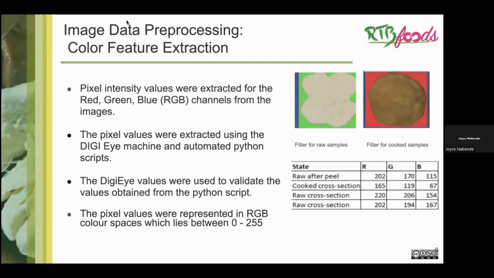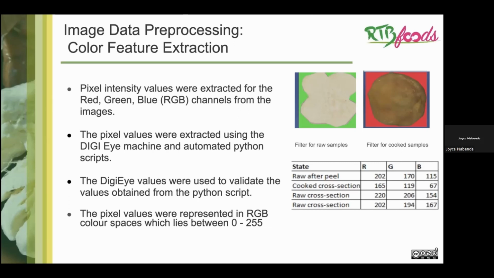And then we've also been able to extract the pixel intensity values for the RGB channels from the images that were taken by DIGIEye. The pixel values are extracted using both the DIGIEye machine, and we have also implemented automated Python scripts that help to extract these RGB values, and the DIGIEye values are used to validate the values obtained from the Python script. So the pixel values that we have obtained in the RGB color spaces lie between 0 and 255.